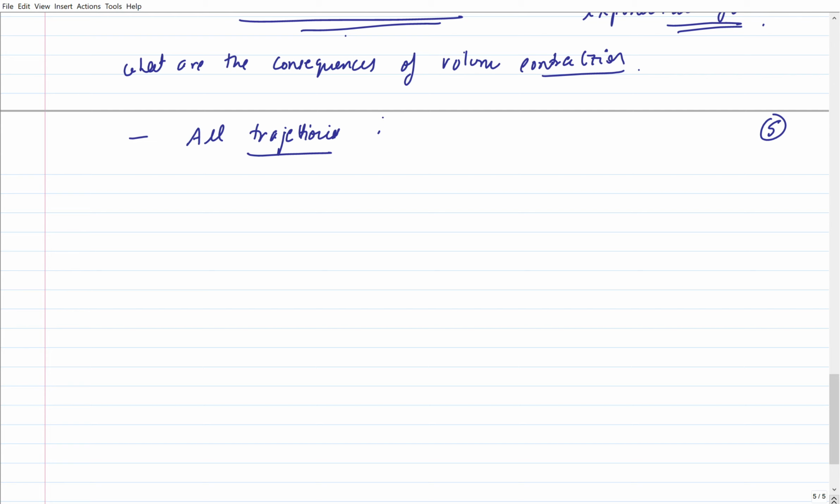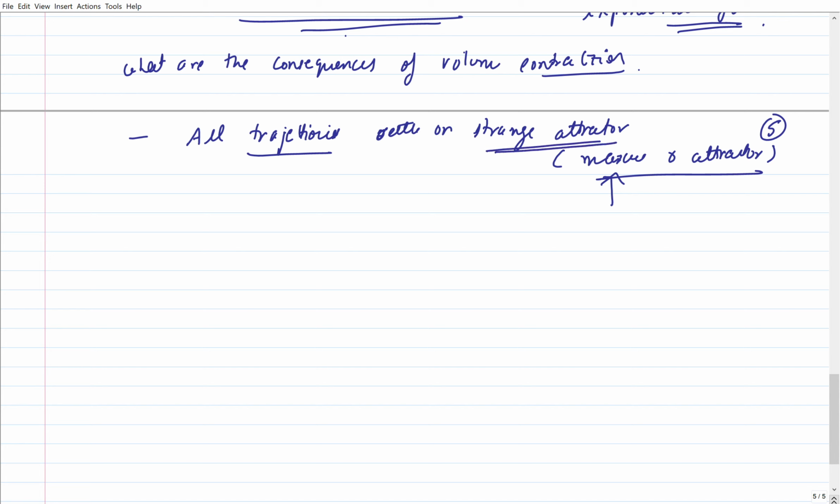So all trajectories settle on a strange attractor, which also respects the volume contraction. It's a measure zero attractor. Measure is a generalized concept capturing length, area, volume, the measure or the metric of the space. As I said, what's the measure of a point on a straight line? Well, it's a measure zero object. The length of a point is zero. The area of a line is zero, as compared to the area of a circle or the area of a square inside it. So all trajectories settle on a strange attractor for the right choice of parameters, which happens to be a measure zero object.